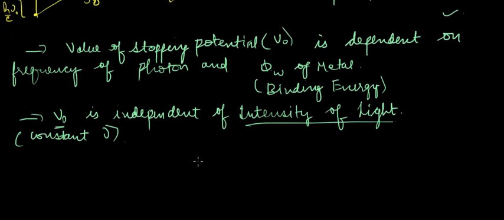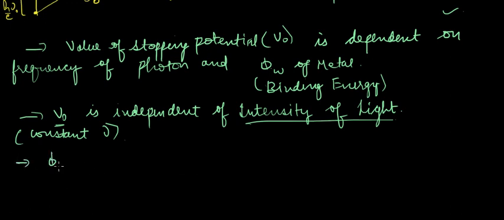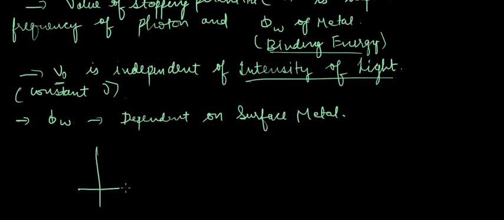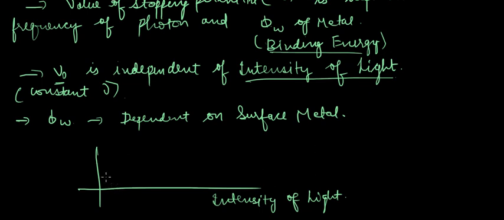And phi, which we defined here, the binding energy, is dependent on the surface of the metal. Different surfaces would have different binding energies. Okay, so just to draw a graph between intensity of light and kinetic energy of photoelectrons, the kinetic energy is independent of the intensity of light.